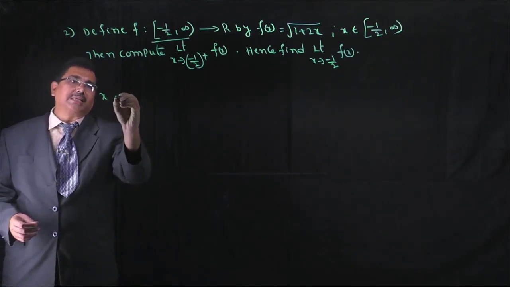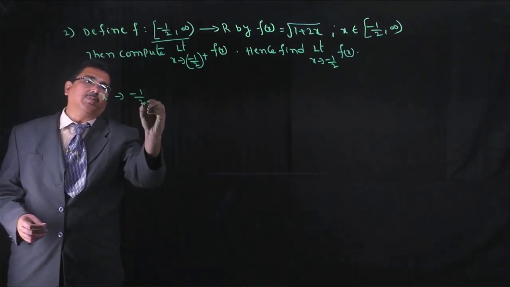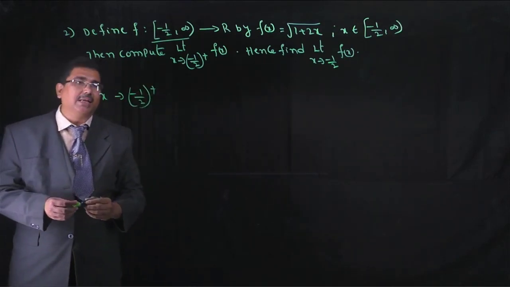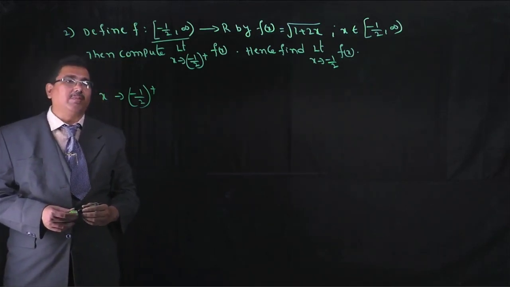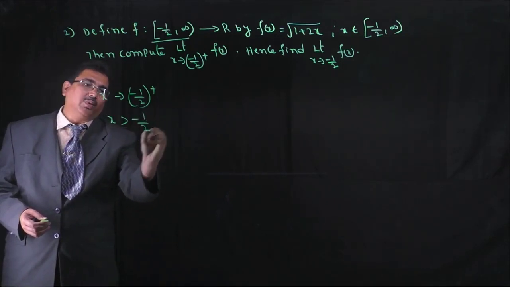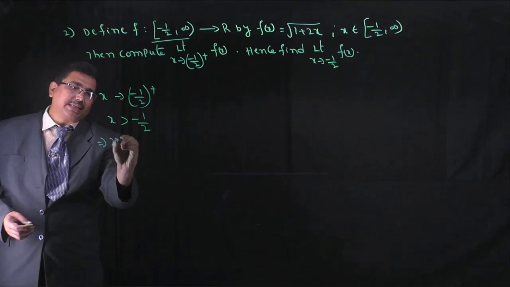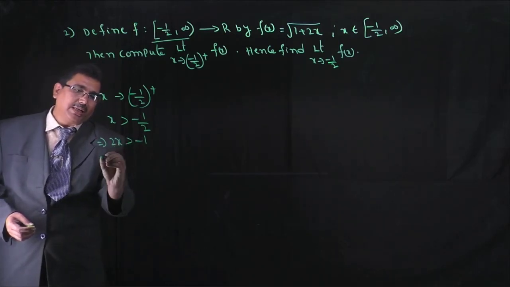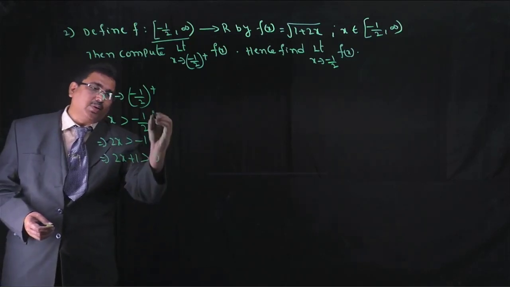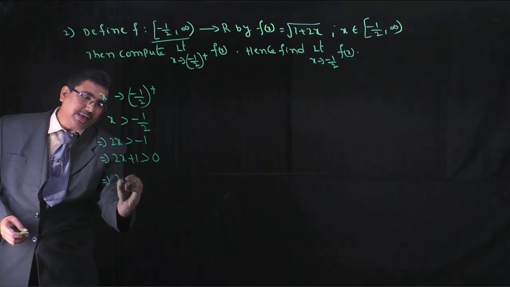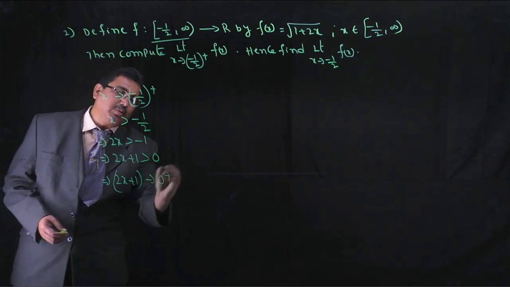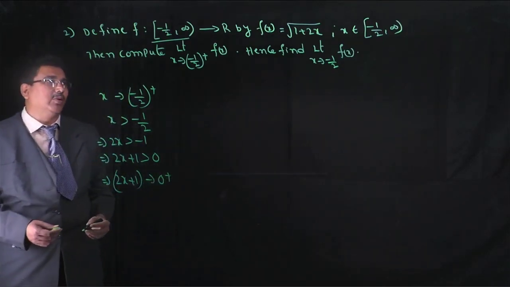As x tending to minus 1 by 2 plus, it means that x is greater than minus 1 by 2. That implies 2x is greater than minus 1. That implies 2x plus 1 is greater than 0. It means that 2x plus 1 tending to 0 plus.